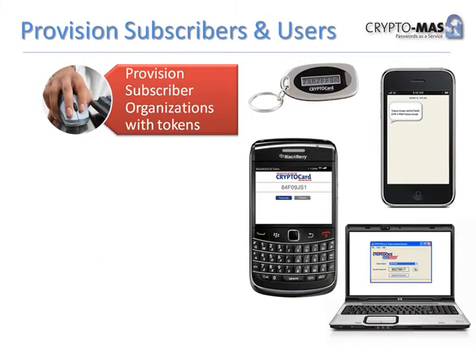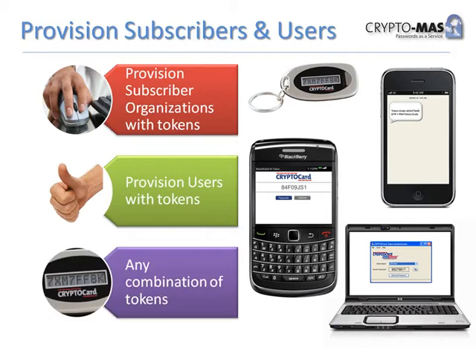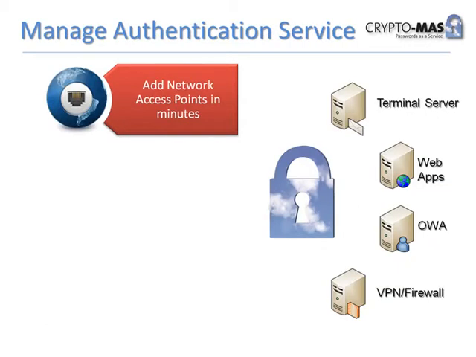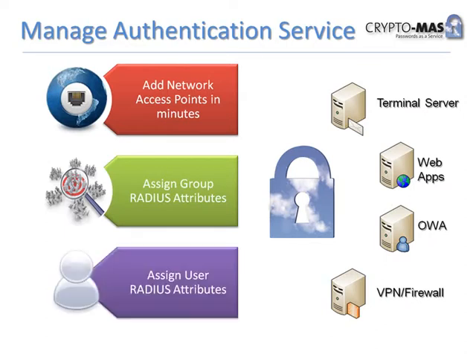I'll also show you how you can provision tokens to your subscribers in less than a minute with just a few mouse clicks, and likewise how you or a delegated manager can quickly provision users with hardware, software, BlackBerry, or zero-footprint SMS tokens. One of the truly great features of CryptoMaz is that you can enable strong authentication for new network access points from the CryptoMaz management portal, and you can assign radius attributes to groups of users or individual users to achieve granular control over who can authenticate and at which network access point.